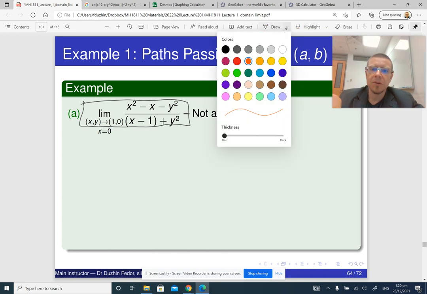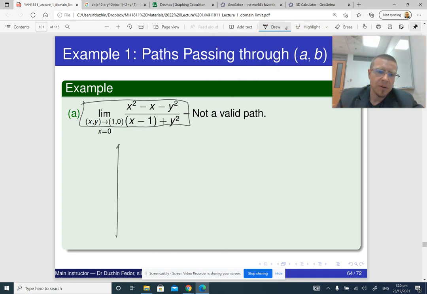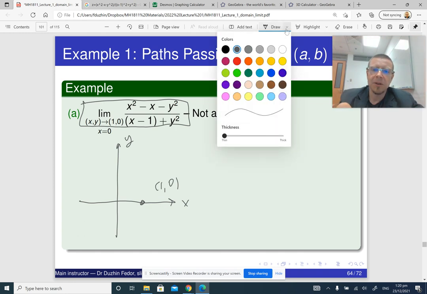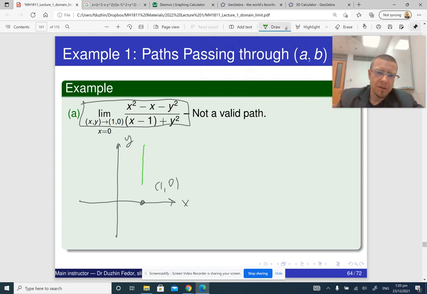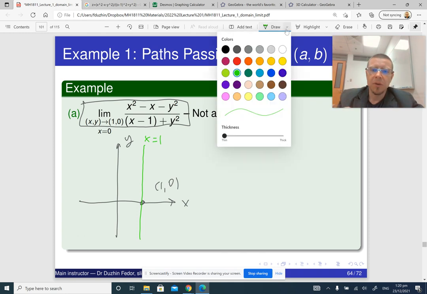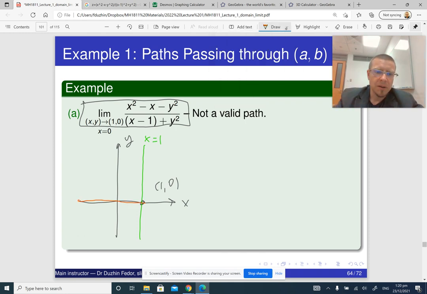So let me again draw my xy plane, and this is my point 1, 0. So instead of using this path that doesn't work, let me try two paths that do work. So one of them is going to be this vertical line, x equals 1, and one more is going to be the horizontal line, which is y equals 0. Okay, so let me do the limits along the paths x equals 1 and y equals 0.